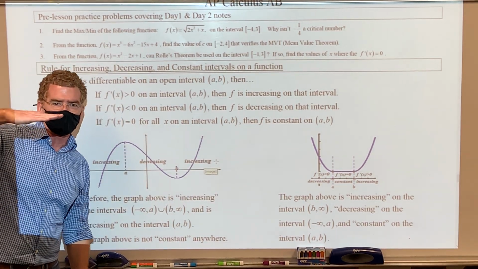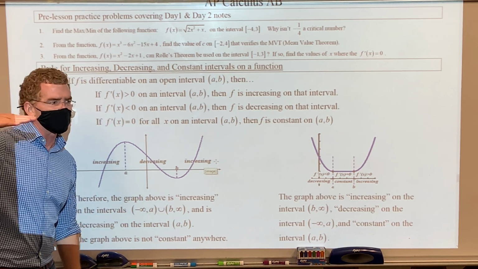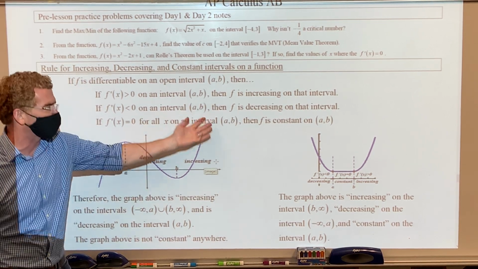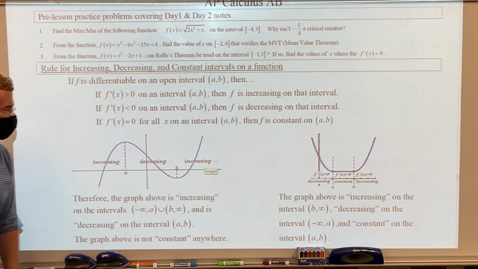Usually it goes 0 at one point. So it's not a constant spot right there, but occasionally, I guess, that could happen. Okay, now, let's jump down here a little bit.